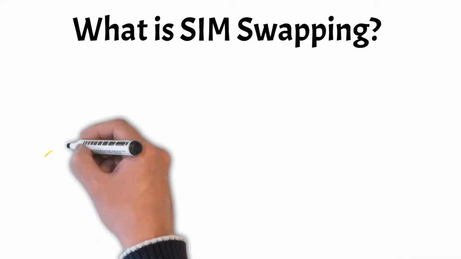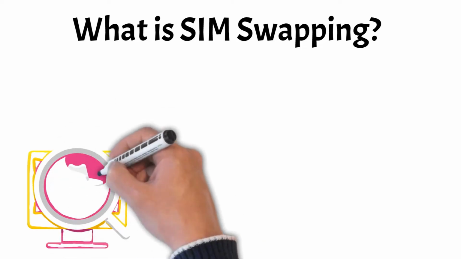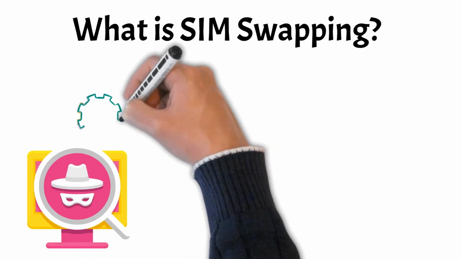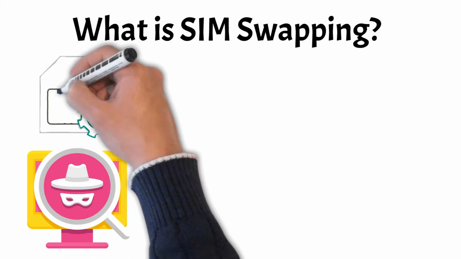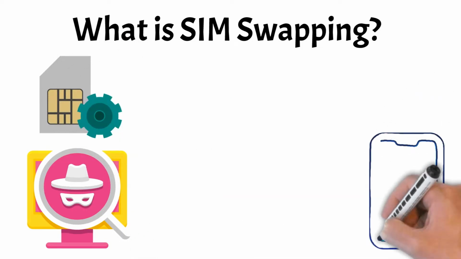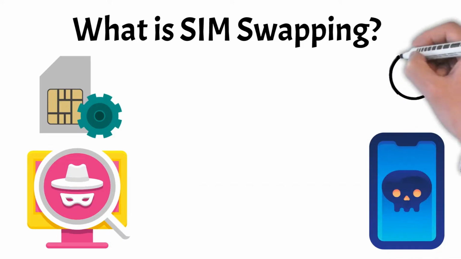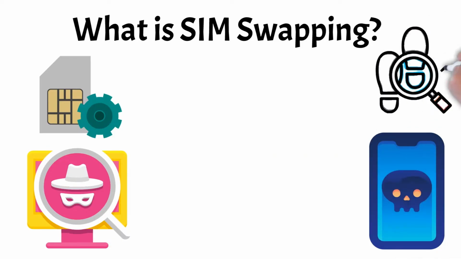Now that we know what a SIM card is, we can take a look at what SIM swapping actually is. SIM swapping is a fraudulent technique where a hacker gains control of a victim's phone number by tricking their mobile network provider into transferring it to a new SIM card. Once the attacker has control of the victim's phone number, they can intercept calls and text messages, including two-factor authentication codes and account verification messages.